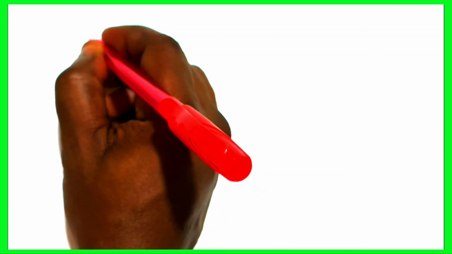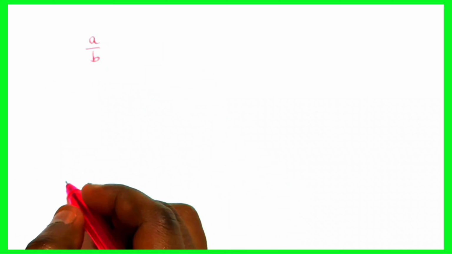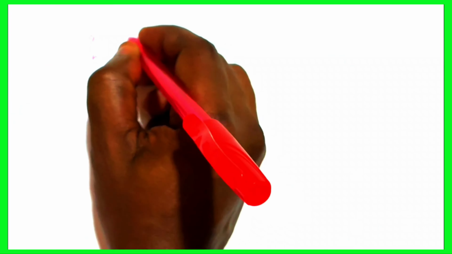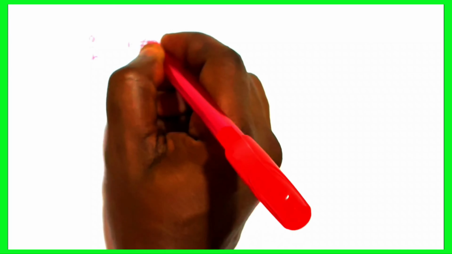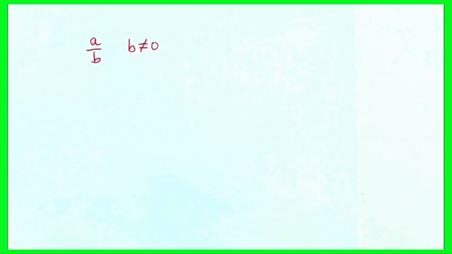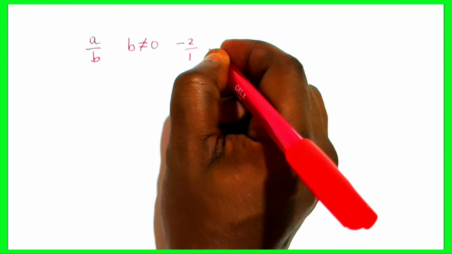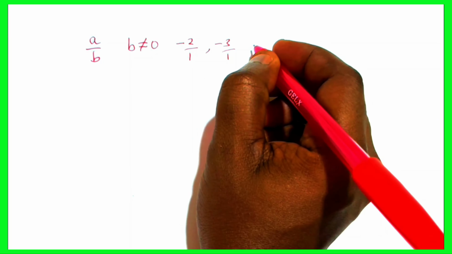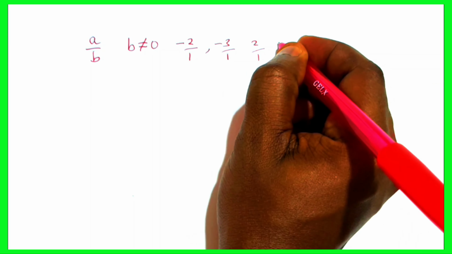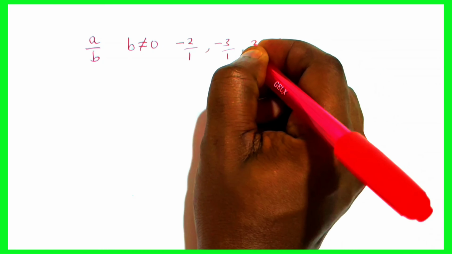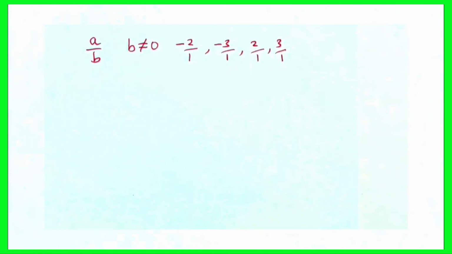Rational numbers are those that can be expressed as simple fractions in the form a over b, where a and b are integers and b is not equal to 0. Let's just say that all integers are rational numbers since they can be expressed with the denominator of 1. For instance, negative 2 over 1, negative 3 over 1, 2 over 1, 3 over 1. All these are rational numbers.